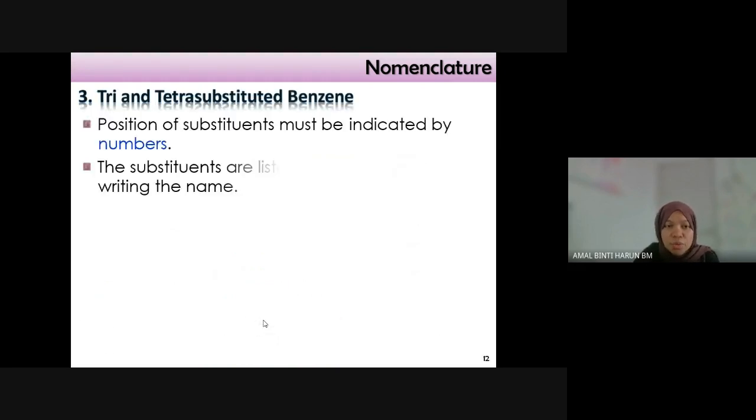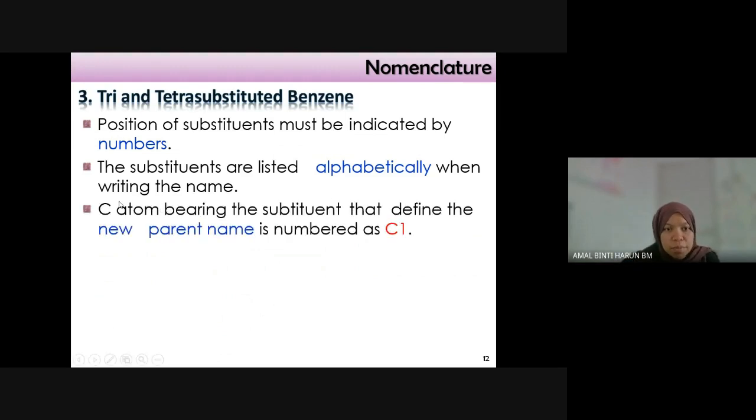Okay, if there are 3 or more substituents, the position of the substituents must be indicated by numbers. We can no longer use ortho, meta, para, we must give numbers only, and the substituents are listed alphabetically when writing the name. And then the carbon atom bearing the substituent that defines the new parent name is carbon number 1. Okay, for example, this benzene ring. So where do we locate carbon number 1? Okay, at the one with the most substituents we choose carbon number 1 and we turn downward so that it gives the lowest locants. So it will be 1,2,4-tribromobenzene.